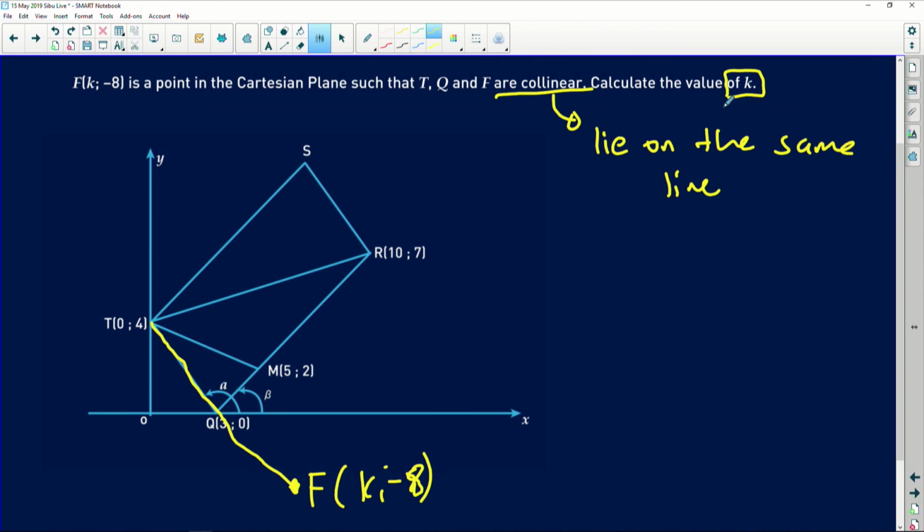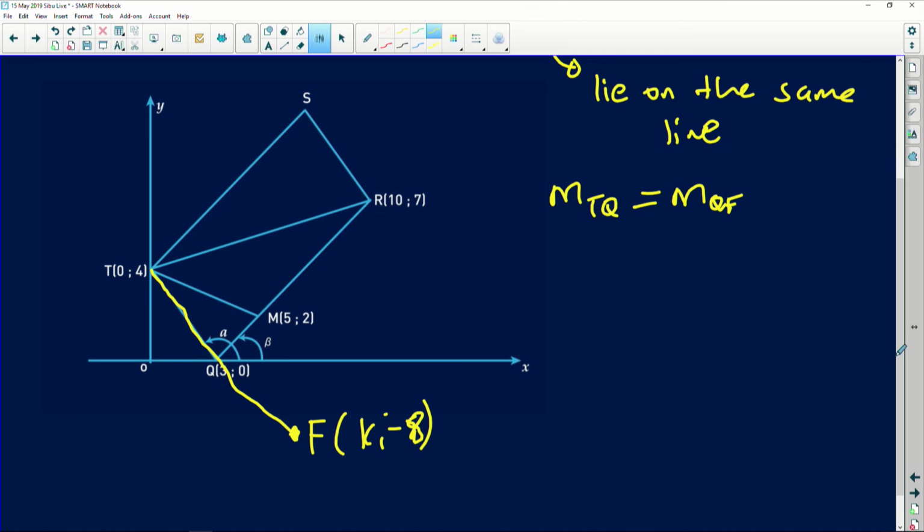Very simple question. What you need to know about collinear points is that they lie on the same straight line. Therefore, the gradient of TQ is the same as the gradient of QF. Once I do this, I'll be able to actually work out what is going on. So let me work out the gradient of the line TQ. It is y2 minus y1 over x2 minus x1. I'm actually focusing on point T and point Q.